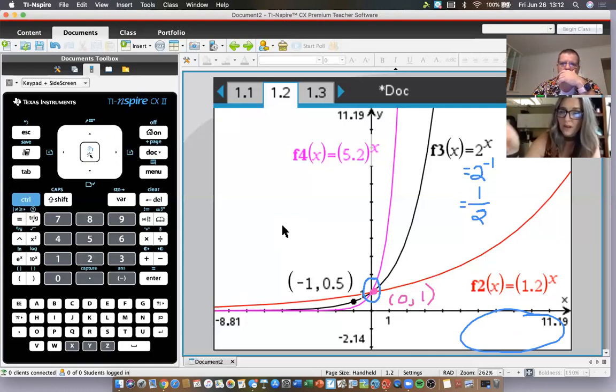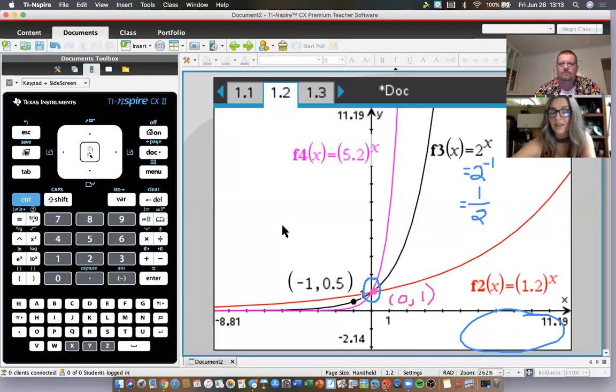So 1/2 times 1/2 times 1/2, which is 1/8. So no negative output here. No negative, that's why we get the asymptote, because I get more and more fraction-y. And that happens faster if it's 5.2 in the bottom being raised to powers, because 5.2 gets bigger faster than 2 does. Okay, right.